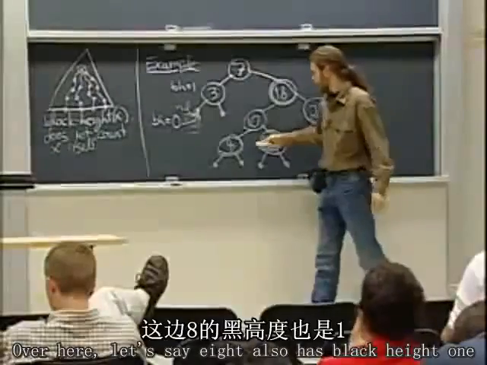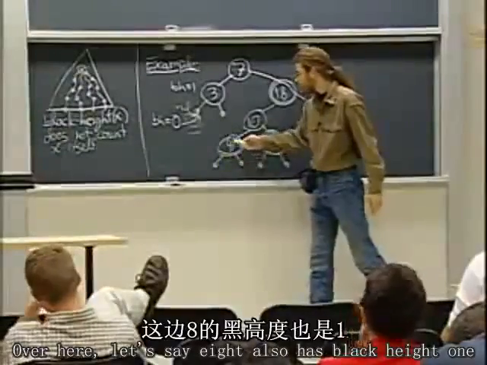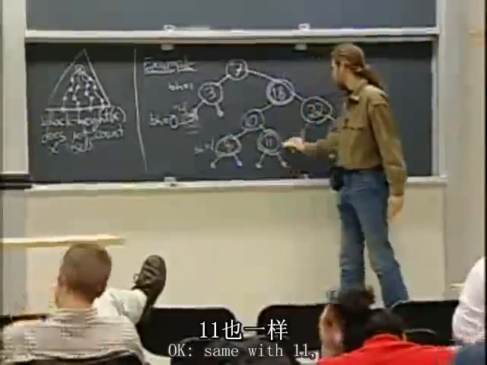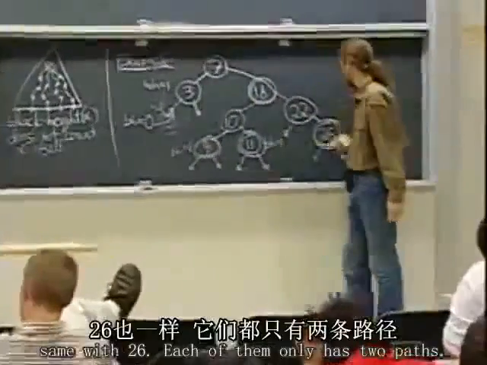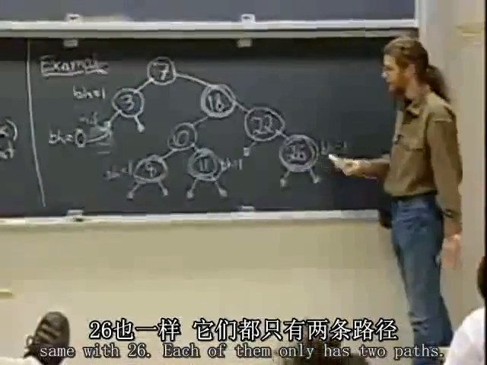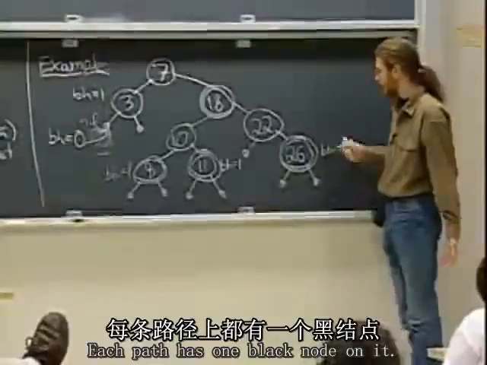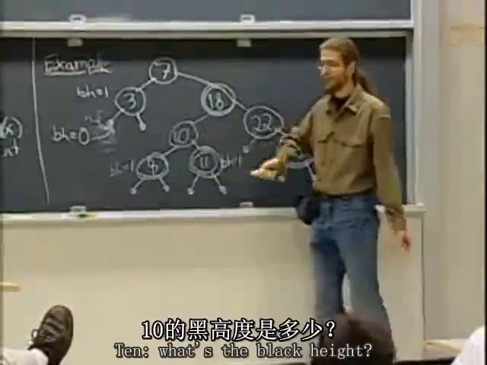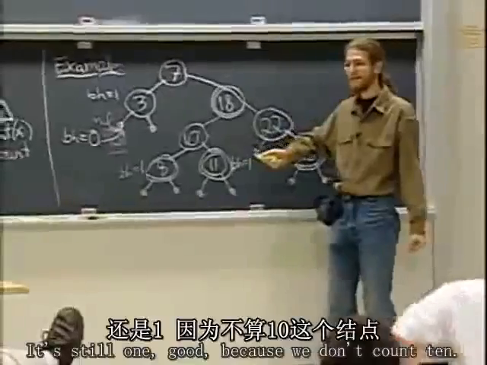Over here, let's say 8 also has black height 1 even though it's red. Same with 11. Same with 26. Each of them only has 2 paths. Each path has 1 black node on it. 10, what's the black height? Still 1, good.